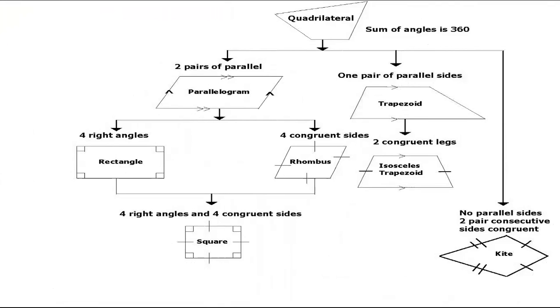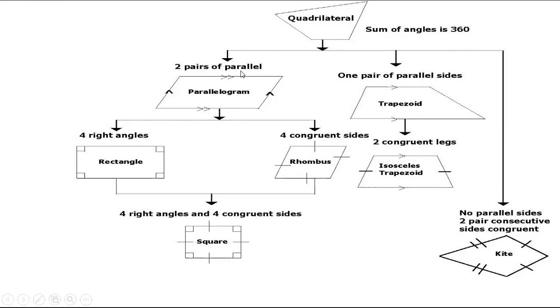This is a flow chart of quadrilaterals, and as we know, the sum of the four angles of a quadrilateral is equal to 360 degrees. So it is mentioned here that the sum of four angles is equal to 360 degrees. Next, this quadrilateral is divided into three parts. First, in which both pairs of opposite sides are parallel. Second, only one pair of opposite sides is parallel. And the third part is no parallel sides.